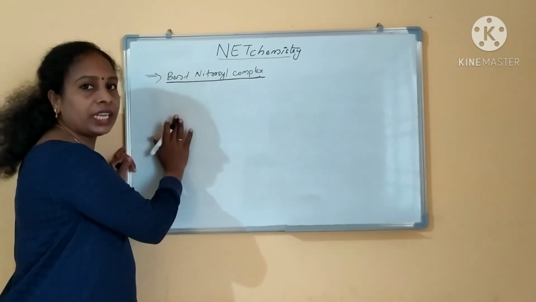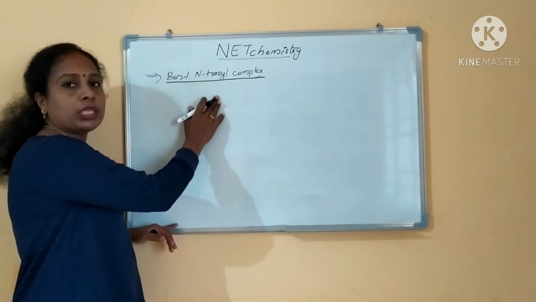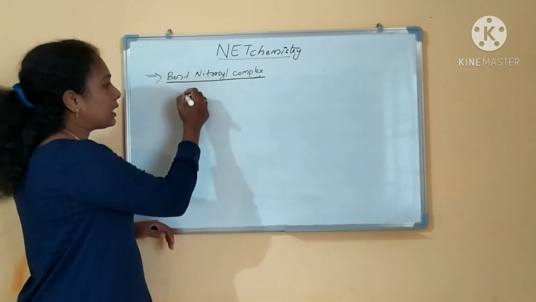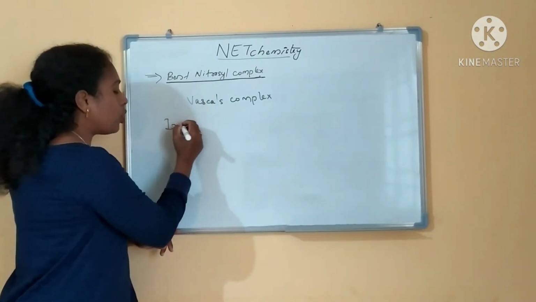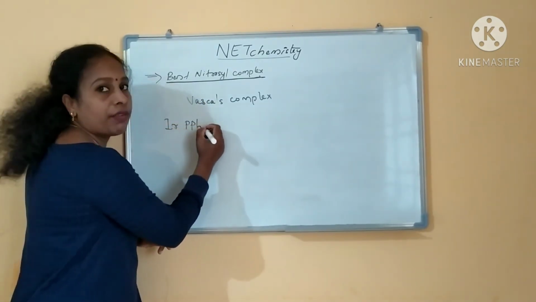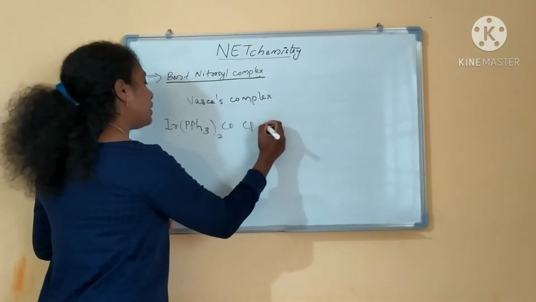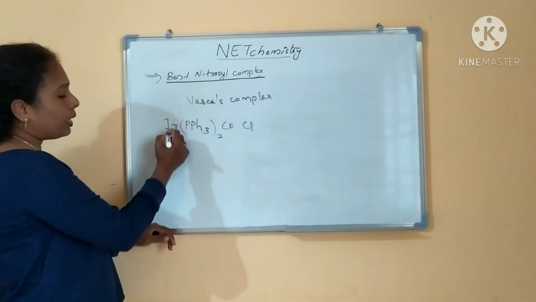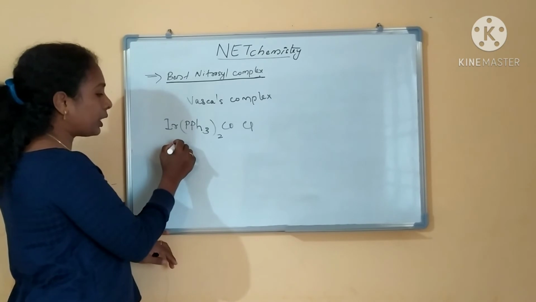Next is the bent nitrosyl complex. We have seen the linear nitrosyl complex. One of the best examples of a bent nitrosyl complex is a derivative of Vaska's complex. What is Vaska's complex? It is an iridium complex which has 4 coordination, IrCl(CO)(PPh3)2. This is Vaska's complex. If you calculate the number of electrons present, how many electrons do you get?